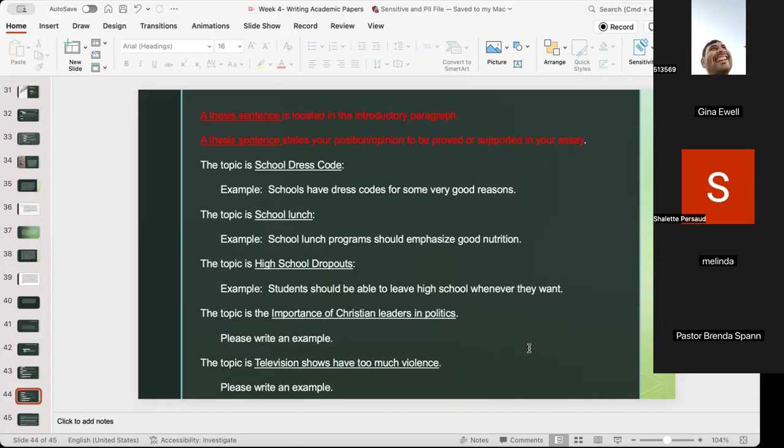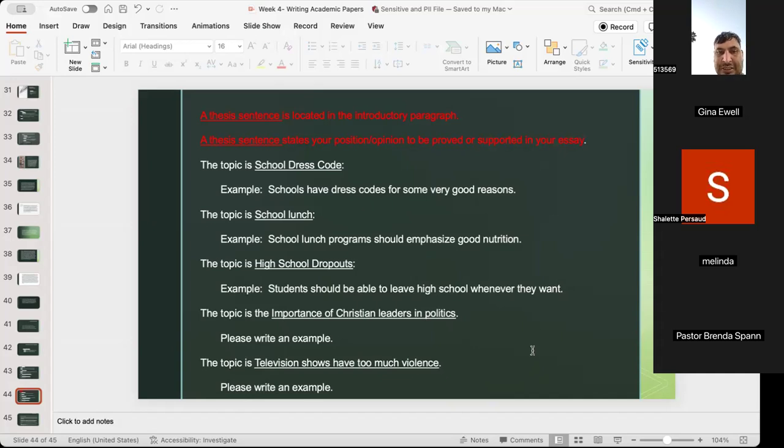Could you say politicians should always be Christian? Could you say politicians should always have the doctrine and values of God? You could, if you can support it with evidence. Your thesis statement or sentence can be anything as long as you can support it.